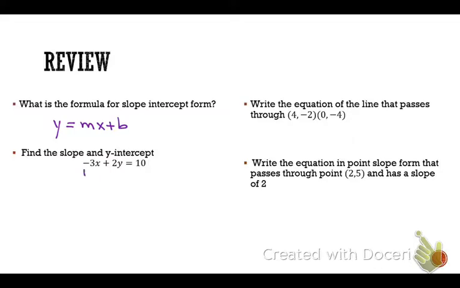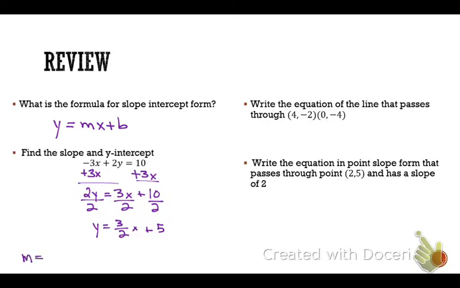Add 3x to the other side. 2y equals 3x plus 10. Now what do I do across the whole thing? Divide by 2. Y equals 3 over 2x plus 5. Now what is my m? 3 over 2. And what is my b? 5. Okay, so that's 2 questions on your quiz. Can you guys get that?